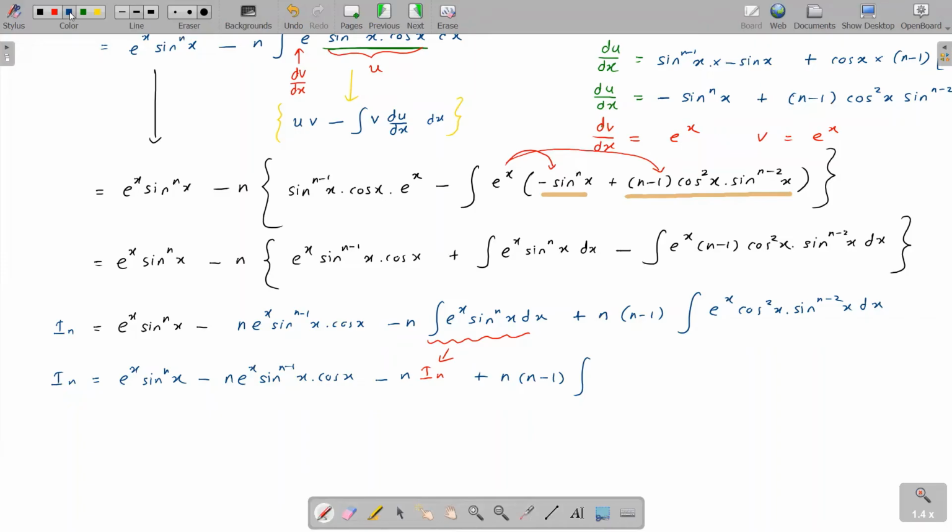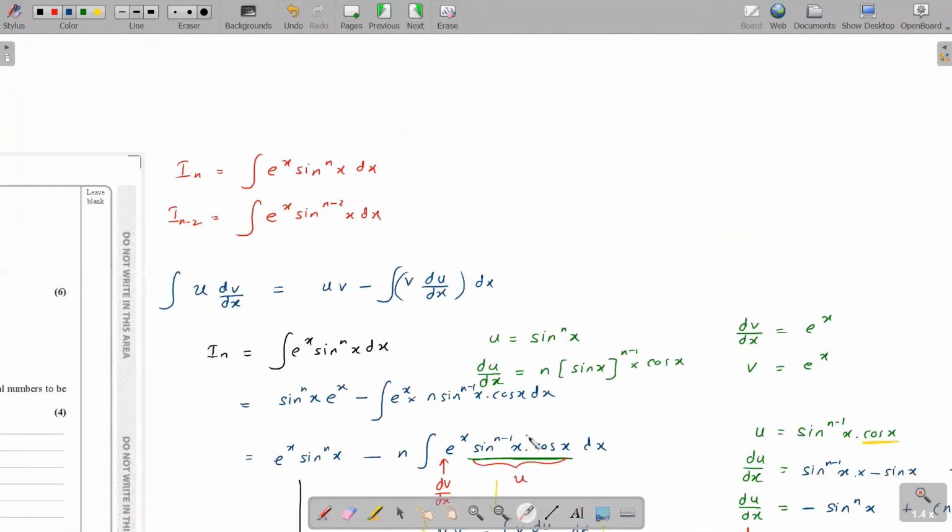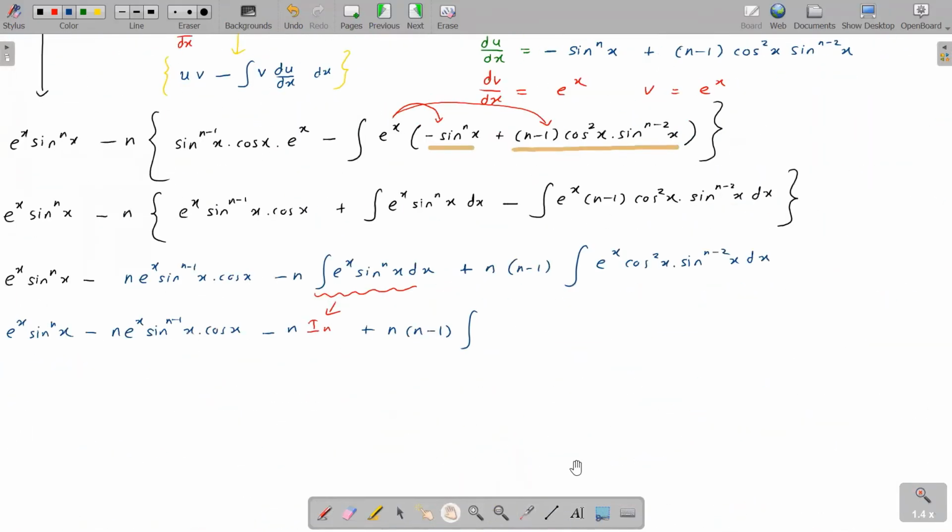So what's the technique you use here? Now you know you need to create any integration with e^x and a power of sine. It's producing some I power. Now you need to produce I_(n-2), right? e^x sin^(n-2) x needs to be produced. So how do we produce that? Now you have e^x sin^(n-2) x here, but there's an extra cos^2. So can you tell me some kind of a way that we can deal with this cos^2 x? So what can we do about the cos^2 x?